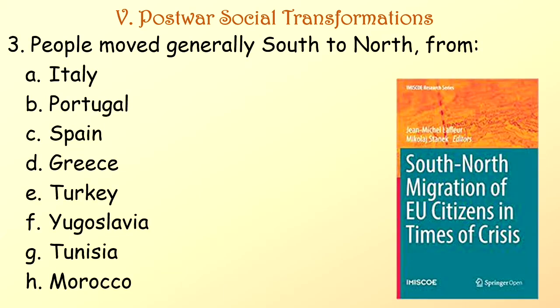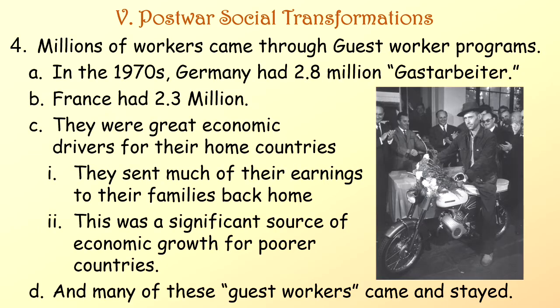People moved generally south to north from places like Italy, Portugal, Spain, Greece, Turkey, Yugoslavia, Tunisia, and Morocco. Millions of workers came through guest worker programs. In the 1970s, Germany had 2.8 million Gastarbeiter, and France had 2.3 million. These were great economic drivers for these people's home countries because they sent much of their earnings to their families back home. And so this was a significant source of economic growth for the poorer countries. And many of these guest workers came and stayed.